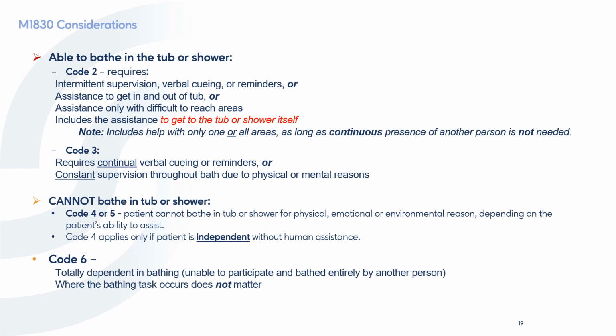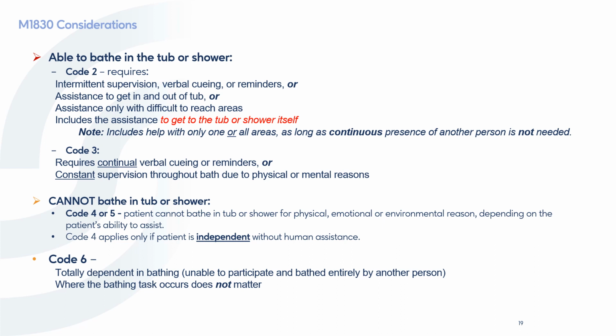If they do need someone there all the time, and let's think about it, that's when you're putting a home health aide into the house for their bathing purposes, they're there all the time. This is your code 3, where they require continual verbal cueing or reminders or constant supervision throughout the bath because of physical or mental reasons. They need someone there for safety purposes.